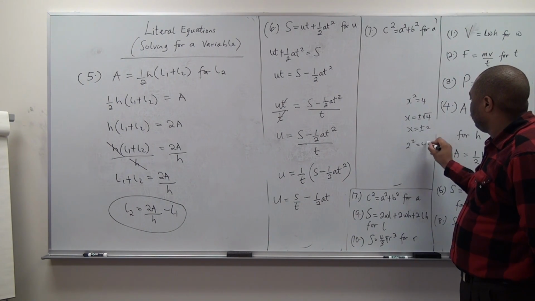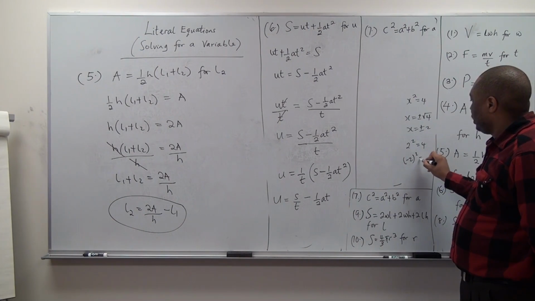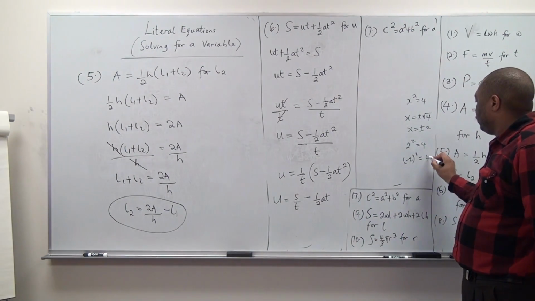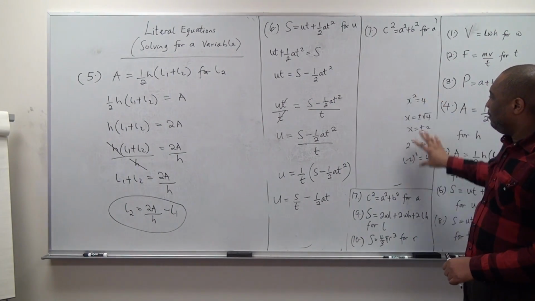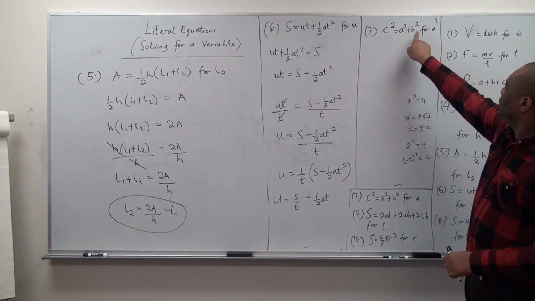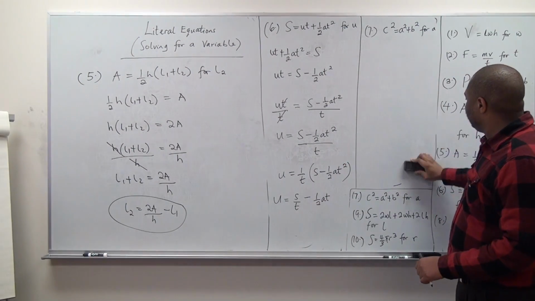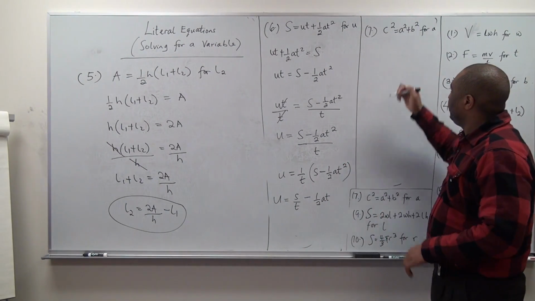Positive 2 all squared will give you 4. Negative 2 all squared, which is negative 2 times negative 2, will still give you 4. So when we have this kind of situation, we have to be careful about how we will find a. But we still have to follow the same procedure we have been following.